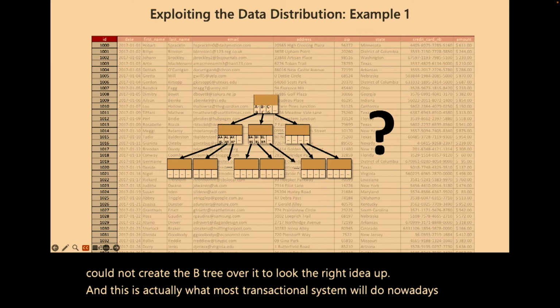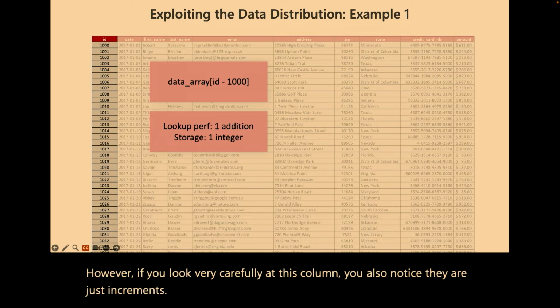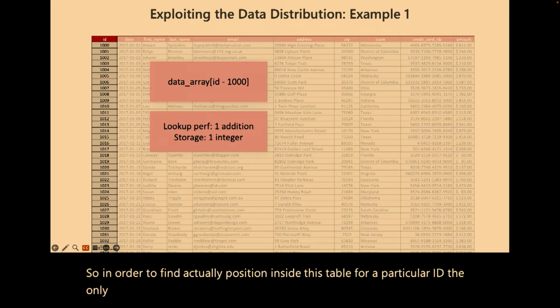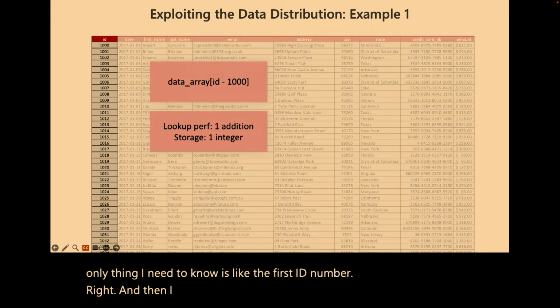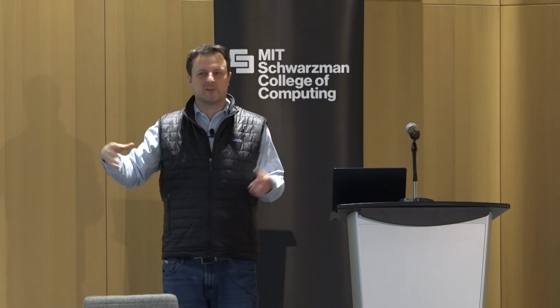However, if you look very carefully at this column, you also notice they are just increments. So in order to find the position inside this table for a particular ID, the only thing I need to know is the first ID number. Then I take the ID I'm looking up, let's say 1010, minus 1000 gives me an offset of 10, and I know at the 10th position I find the record I'm looking for, because I know all of them are increments. So I can transform this complex B tree structure into something very, very simple, which is an array lookup. Very, very fast, of course.